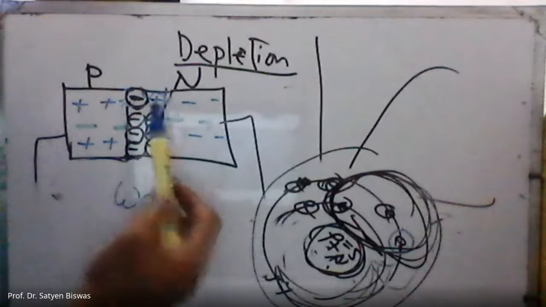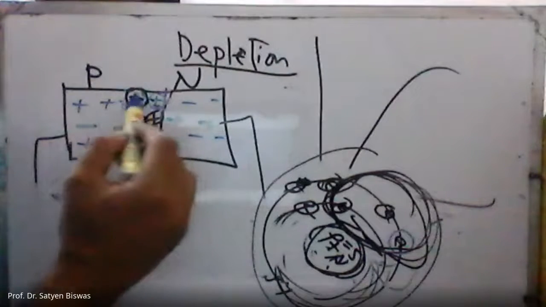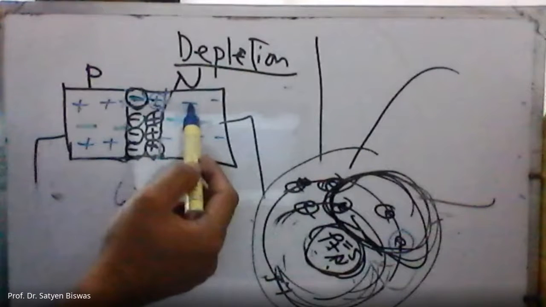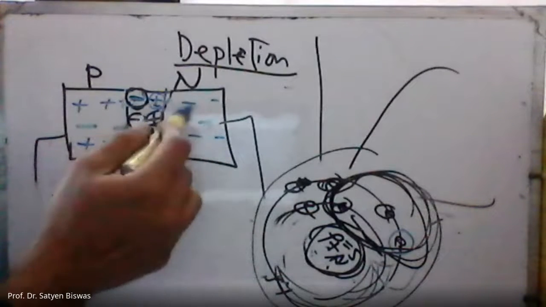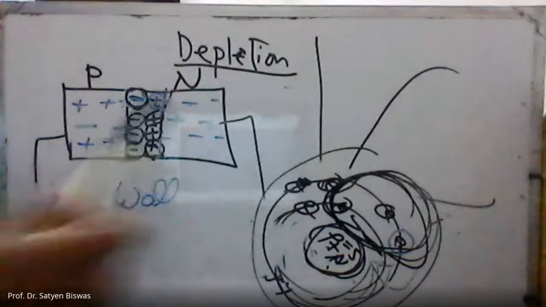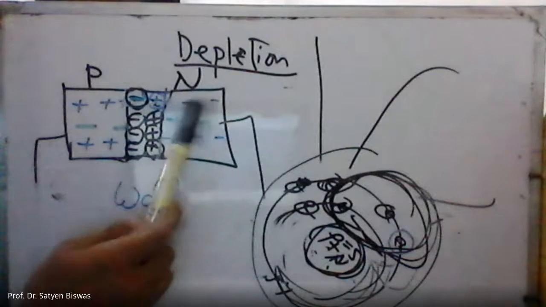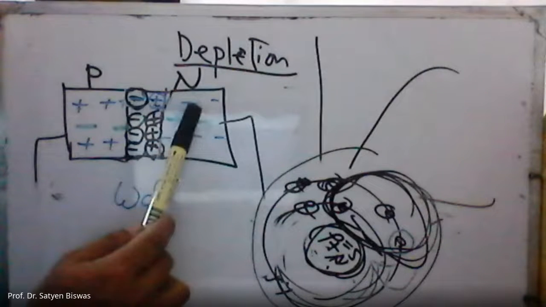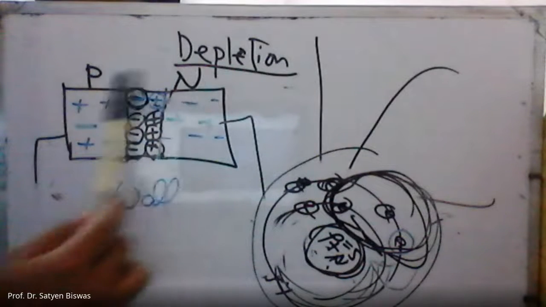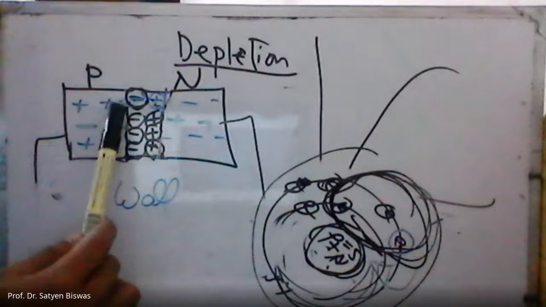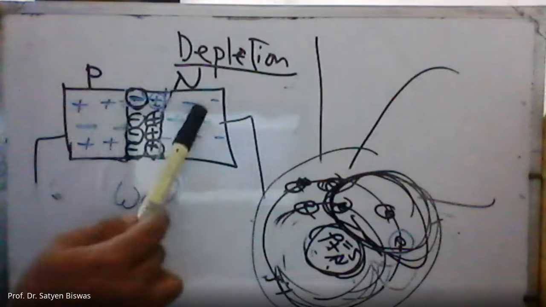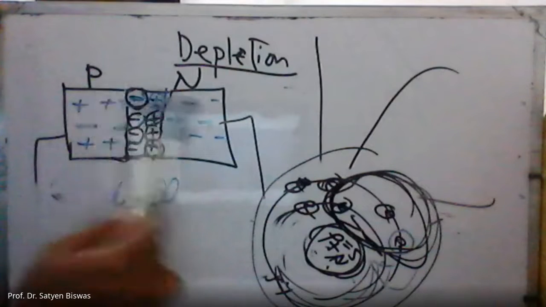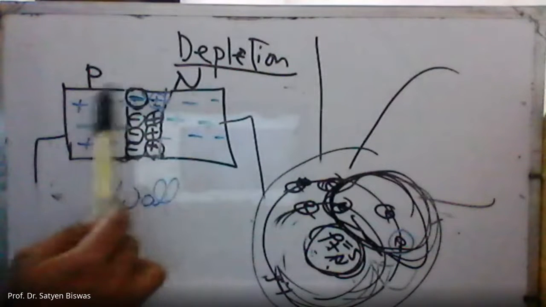Okay, let's consider here. You see, this is a negative ion, right? And let's say this is free electrons. Where do these electrons want to go? This electron wants to go to this side, right? And these holes want to go this side and want to be neutralized with this. This one and this one want to recombine with each other.